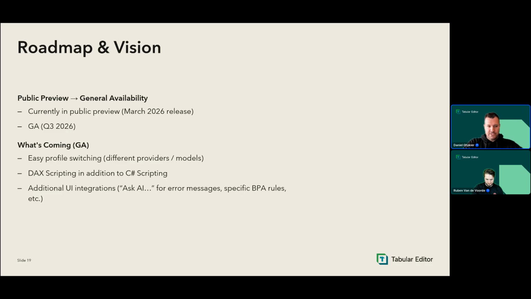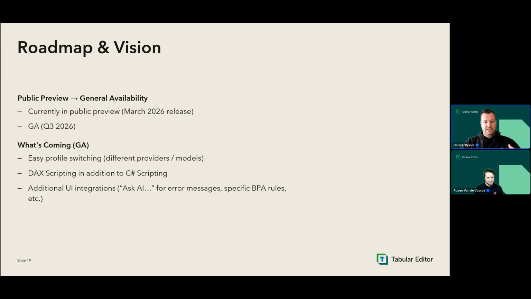The first feature is easy profile switching, and by profile we mean a specific set of an LLM provider and a specific model, because currently if you want to use a different LLM, or if you want to use a different provider, you need to go into the preferences dialog and provide the API key and the URL and all of that.